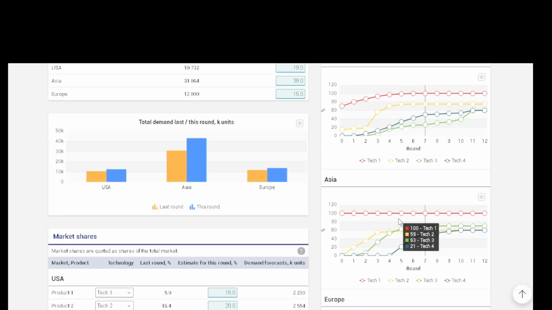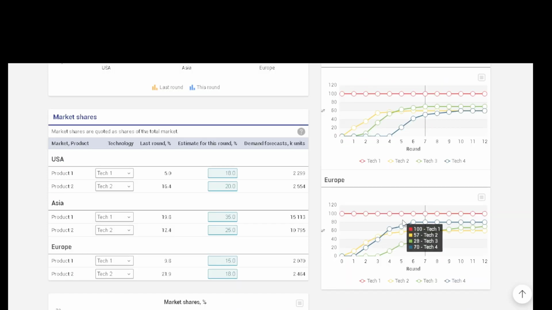For the second one, you can clearly see that on Asia, technology 1 is at 100 and technology 3 is at 63. So here on Asia, I can suggest us to use technology 1 and 3 and 2. Okay, on Europe, you can see that technology 1 is at 100 and technology 2 is at 54 and technology 4 is at 64. Here I can suggest either we use technology 1 and 2 or 1 and 4.